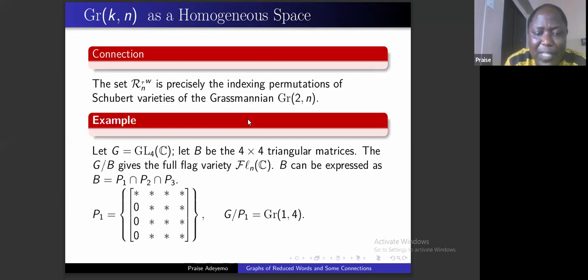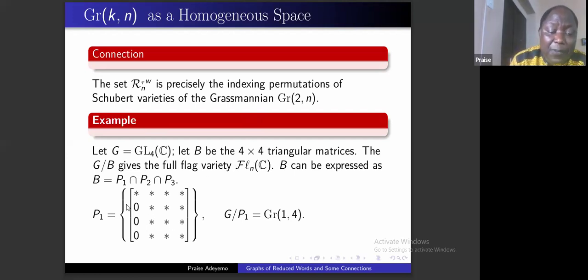So for example, when n is 4, I have the set of 4 by 4 non-singular matrices. The Borel is given by these triangular matrices here. So the full flag is given by this. Now I can talk about P1.